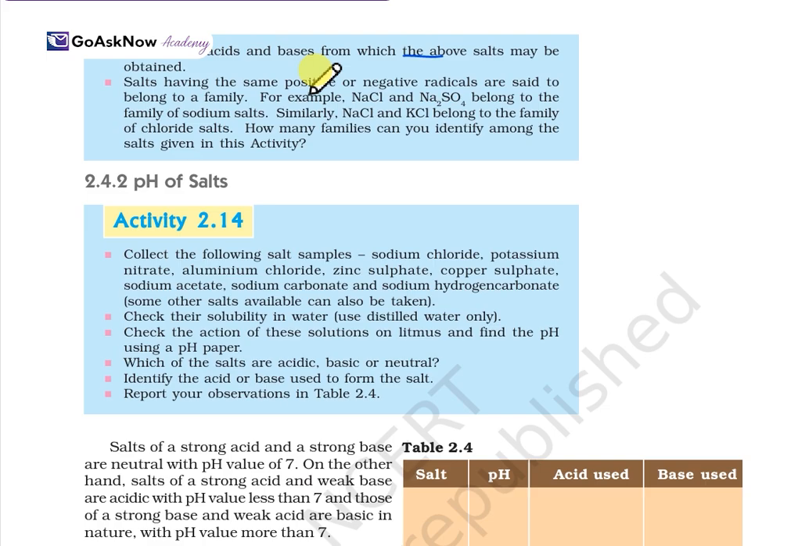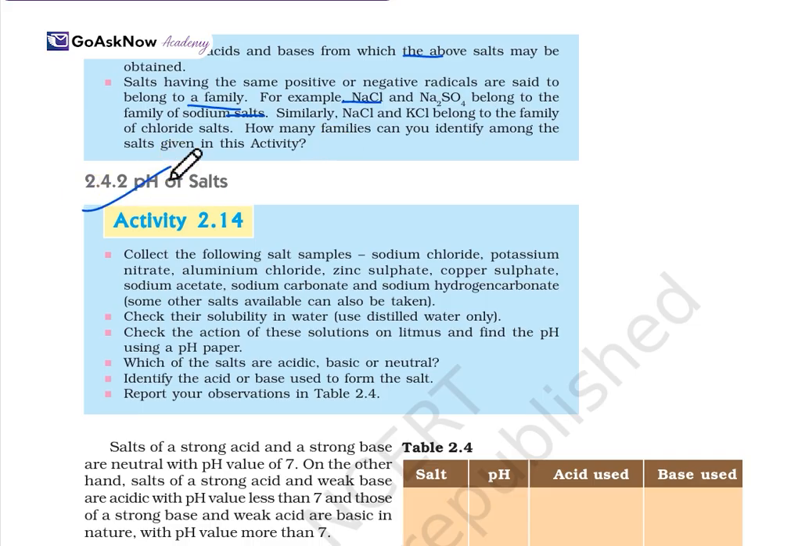Salts having the same positive or negative radicals are said to belong to a family. For example, NaCl and Na2SO4 belong to the same family of the sodium salts. Similarly, NaCl and KCl belong to the family of the chloride salts. How many families are identified? You'll have to find it out with this activity.